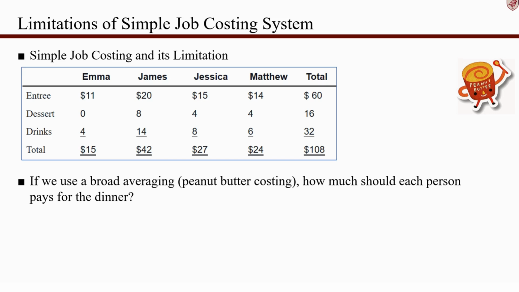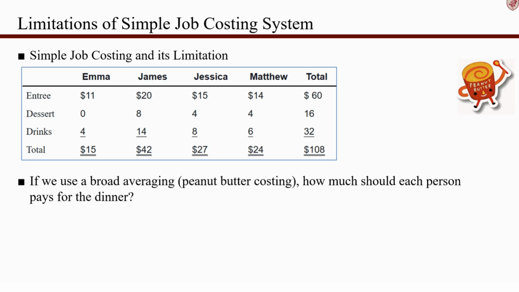Let's say these four people, Emma, James, Jessica, and Matthew, are having dinner and they are consuming different amounts of entree, dessert, drinks. So the total consumption are the following, and the total amount that they have to pay in lump sum is $108.